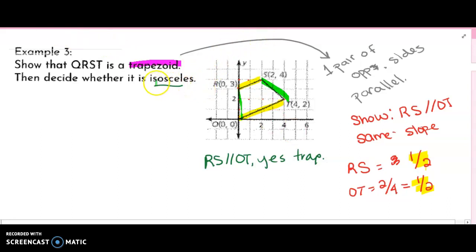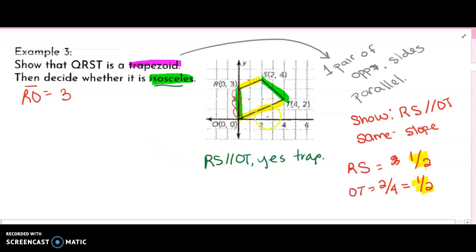All right, now it wants us to say whether or not this is an isosceles trapezoid, okay? So to find out if it's isosceles, I'm going to look at the 2 legs. Okay, there's only one way to know for sure if these two legs are the same, and that's to do the distance formula. Well, I can tell you RQ, it's straight up and down, so I can just count boxes. 1, 2, 3. This has a unit measure of 3.